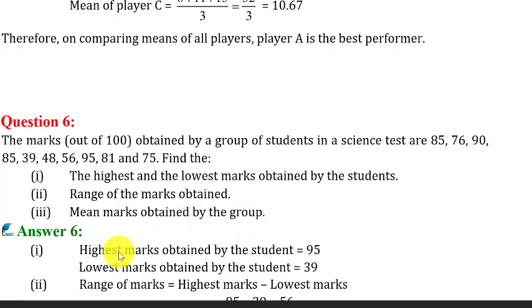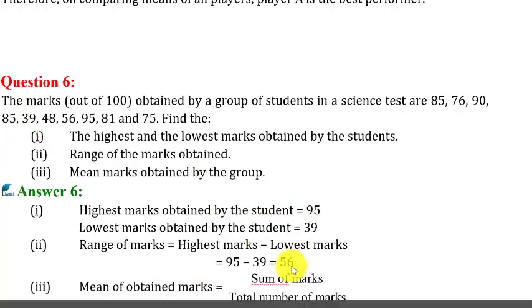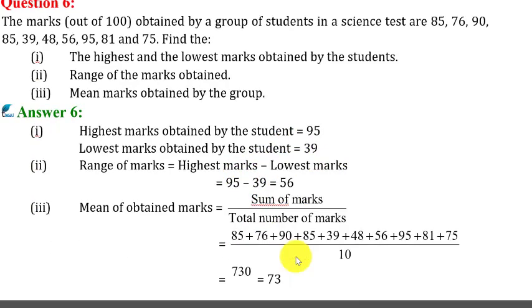So solution: the highest marks obtained by the students in this given data is 95, so you can write here 95, and the lowest marks obtained by the students is 39, so you can write here 39. And then to find the range, we know the formula: highest marks minus lowest marks. So range of marks is equal to highest marks minus lowest marks. So write these values in the formula: 95 minus 39 is equal to 56.